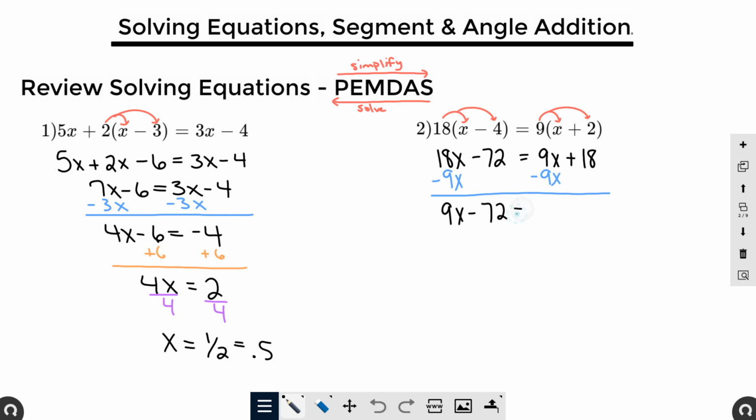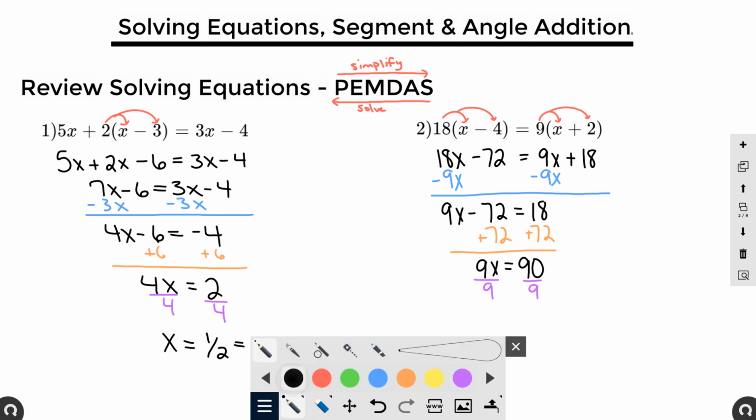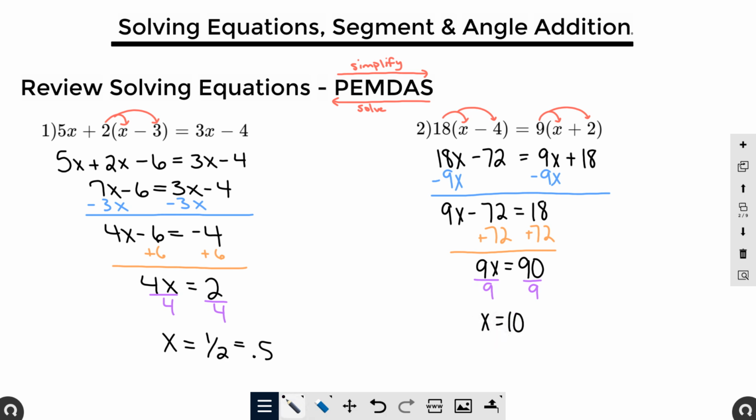9x minus 72 equals 18. Okay, and then what would we do? Add the 72. So we get 9x equals 90. And last step, divide by 9. So x would equal 10. And again, you could plug it back in to double check and make sure that you got it right.